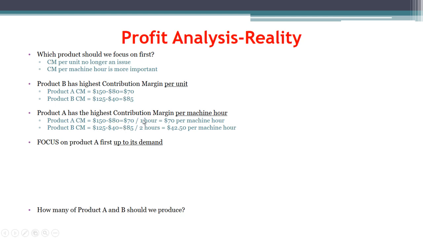Product A gets the 70 divided by 1 hour, so we have $70 per machine hour. Product B, their contribution margin of $85 per unit, gets divided by 2 hours, and that ends up being $42.50 per machine hour. So now product A is the most profitable per machine hour. We're going to focus on A up to its demand, and then we switch gears, and whatever hours we have left, we use for B. It won't maximize demand, but overall profitability will be as high as it can be given the scarce resource.